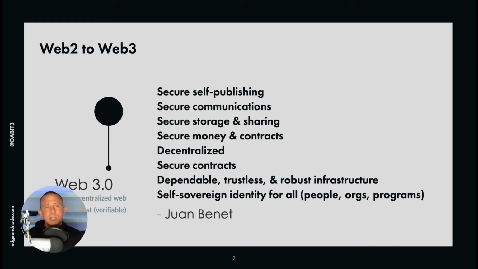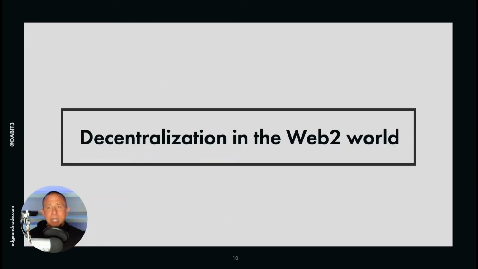When you think of Web 2, we're often relying on centralized infrastructure or hosting providers to deal with all of the important things that we need to have happen for our application to work, whereas Web 3 is more focused on peer-to-peer or decentralized infrastructure. So let's take a look at what decentralization means in the current Web 2 world.